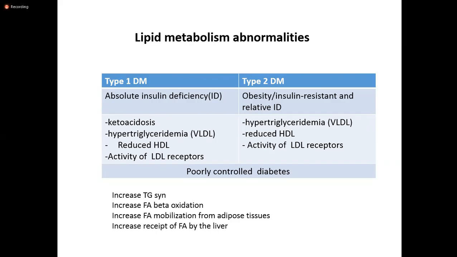So, if I ask you, in these patients there is increased triglyceride synthesis, true or false? That is true. As we discussed, there is lipogenesis, increased fatty acid beta oxidation, yes. Increased fatty acid mobilization from the adipose tissues. Yes, we discussed that. Because of reduced insulin to glucagon ratio, there is activation of hormone-sensitive lipase at the adipose tissue, leading to triacylglycerol breakdown and mobilization of that.